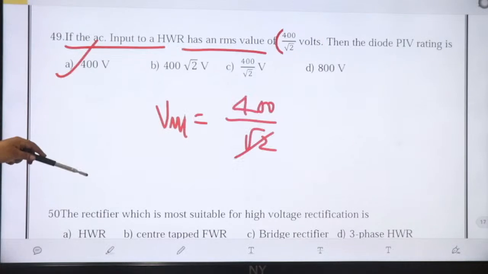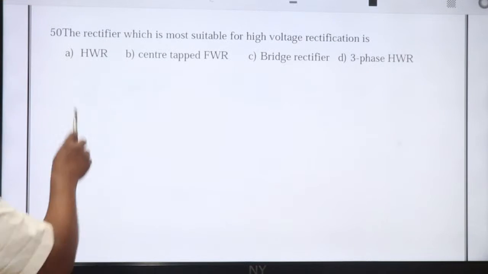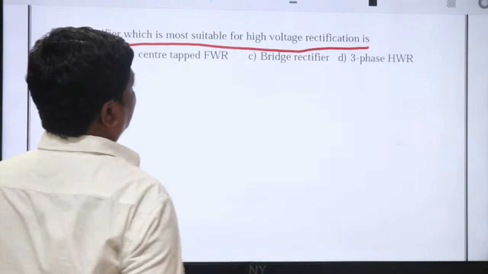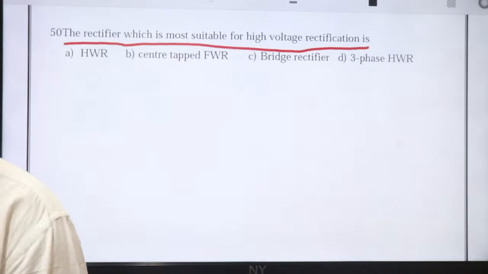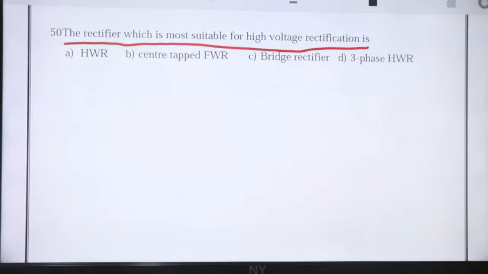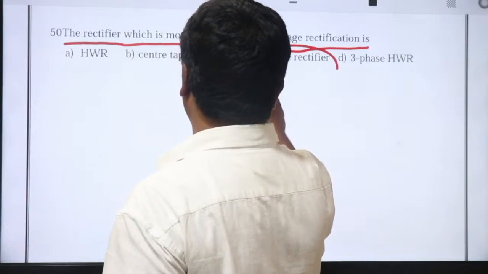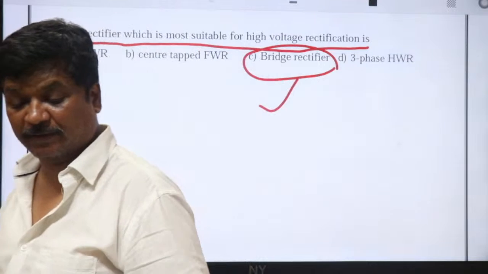Next two. The rectifier which is most suitable for high voltage rectification. Tell me, for this topic it is the last question. For high voltage rectification, the bridge rectifier is best suitable.